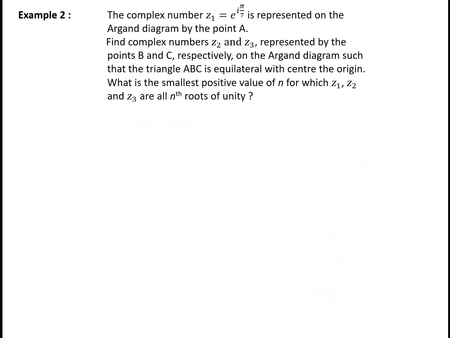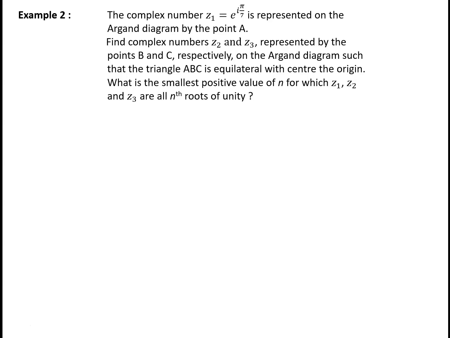Moving on to a second example, the complex number z1 equals e to the i pi by 7 is represented on the Argand diagram by the point A. We've got to find complex numbers z2 and z3 represented by the points B and C respectively on the Argand diagram, such that the triangle ABC is an equilateral triangle with the centre the origin. And then finally we've got to find what's the smallest possible value of n for which z1, z2 and z3 are all nth roots of unity.